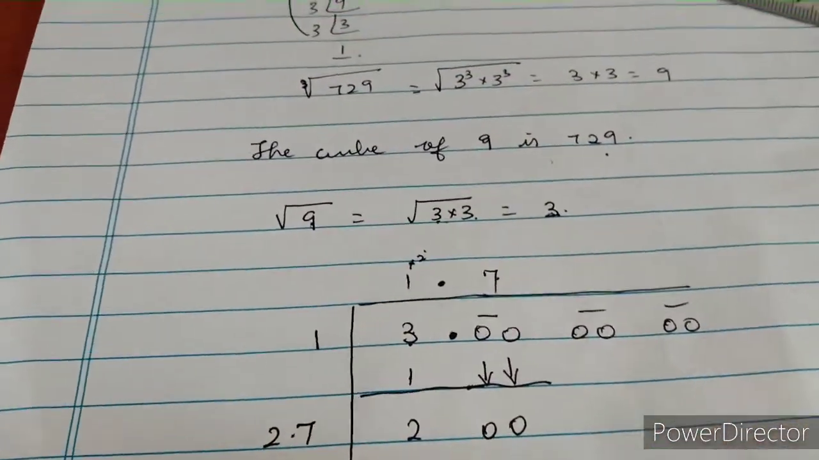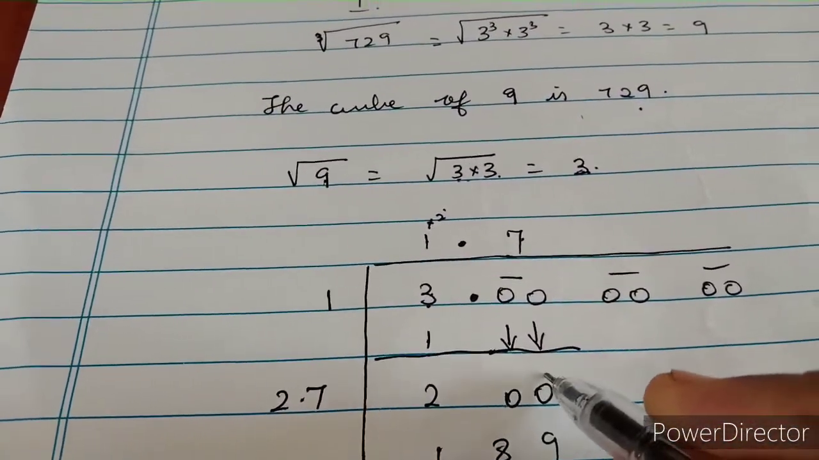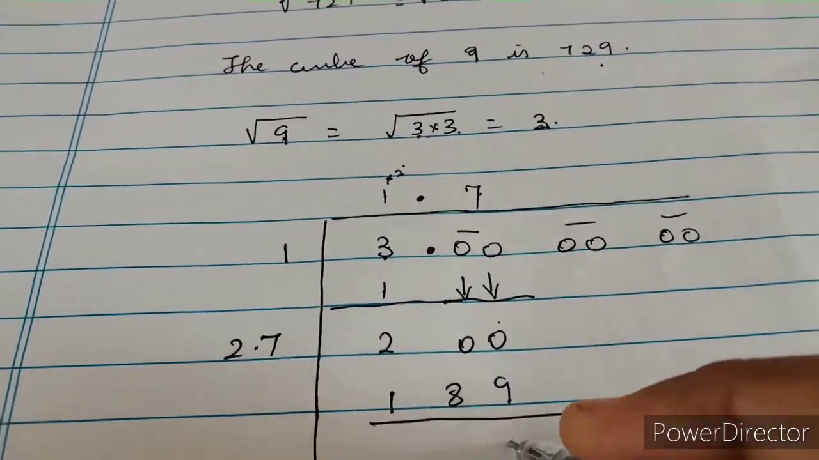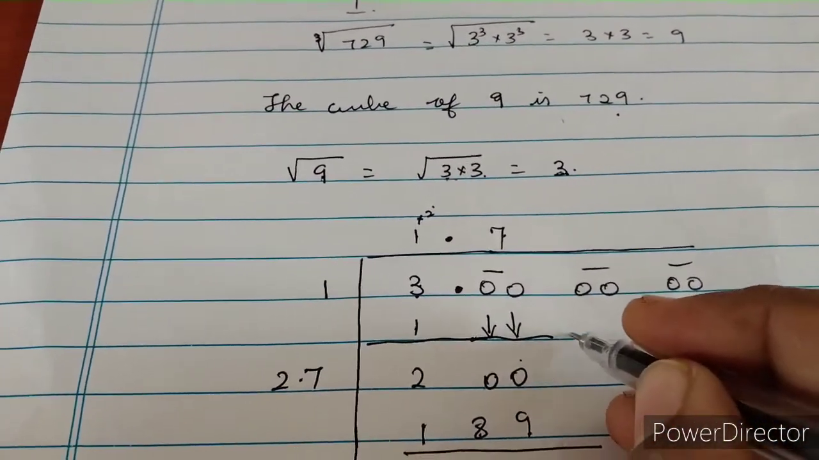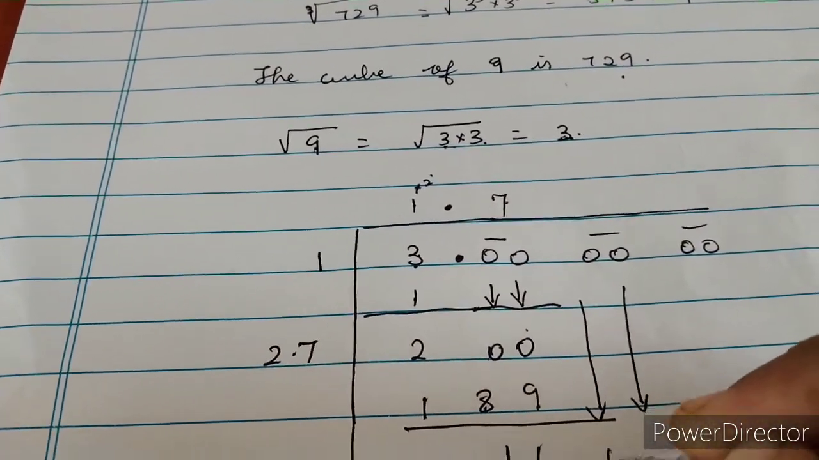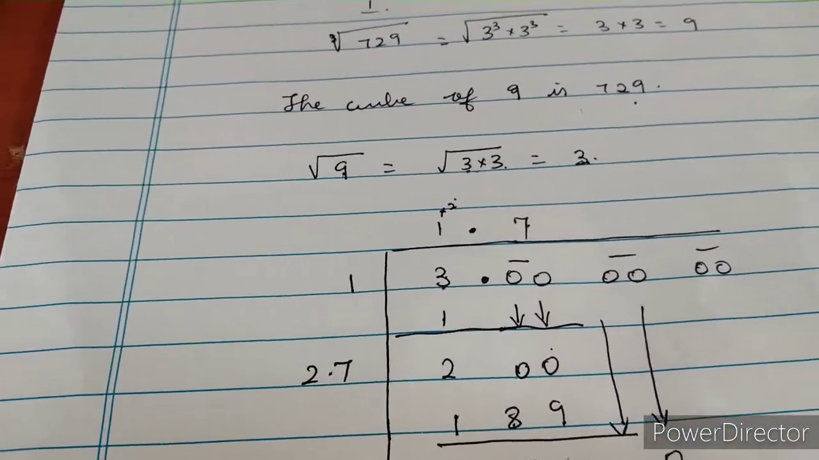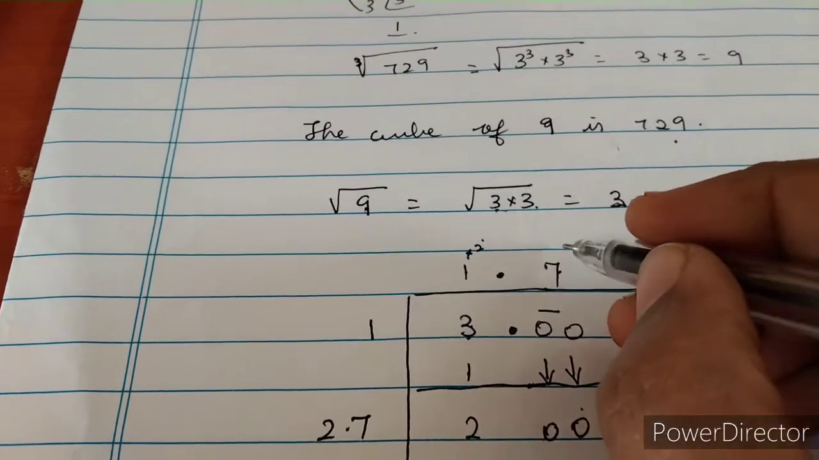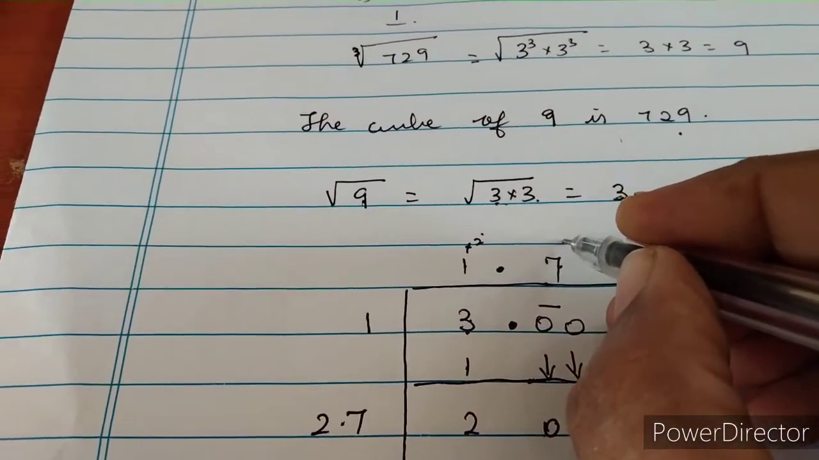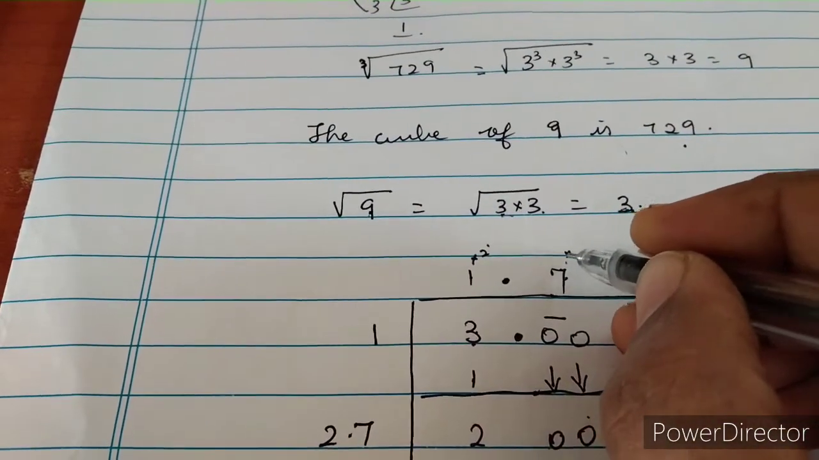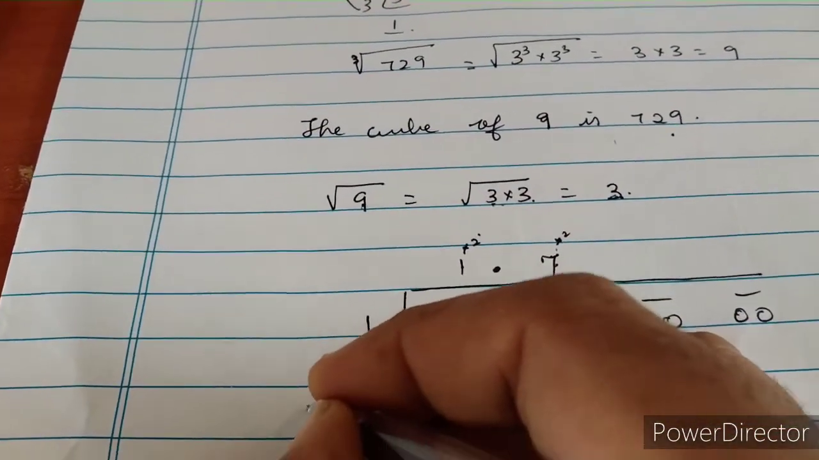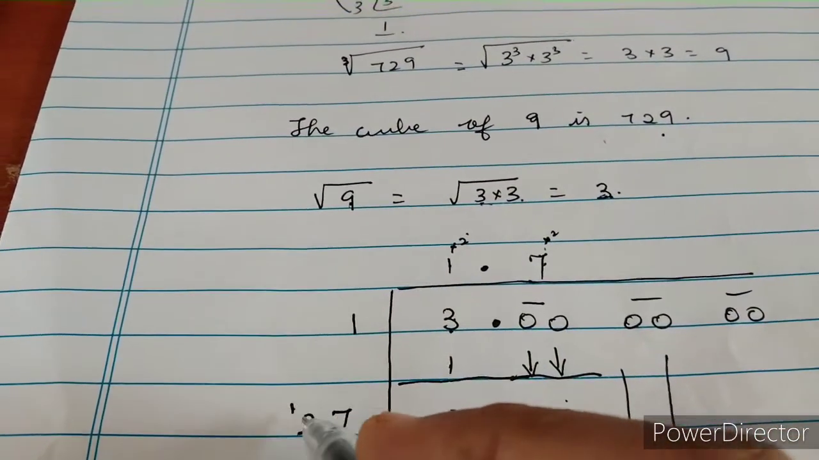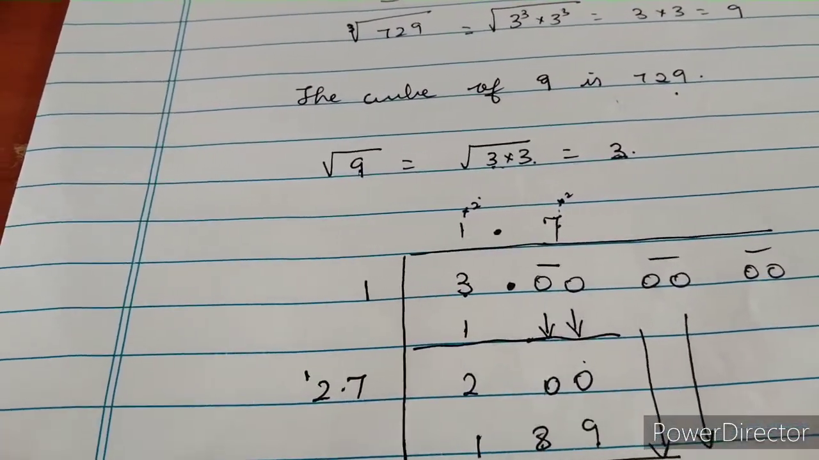Then subtract it. Here 10 minus 9 is 1, and then 9 minus 8 is 1. Bring both the zeros together. Then what do you have to do? You have to multiply the top number. That is 7 into 2 is 14. Therefore 4 carry 1 here. 2 plus 1 is 3.